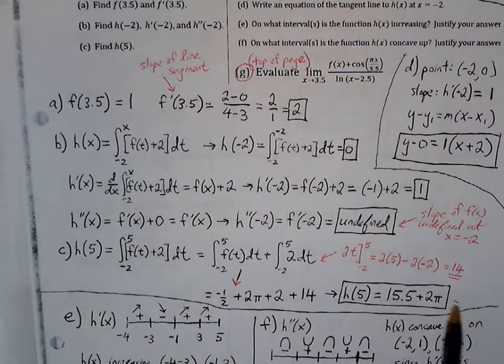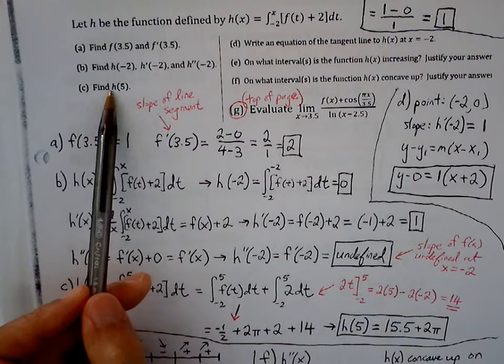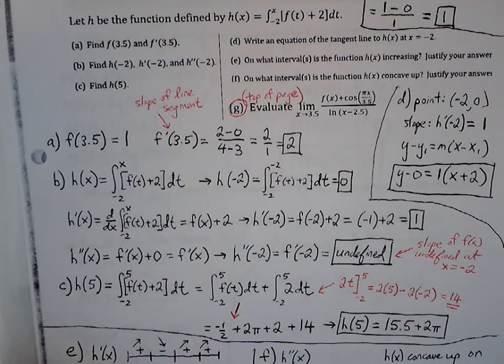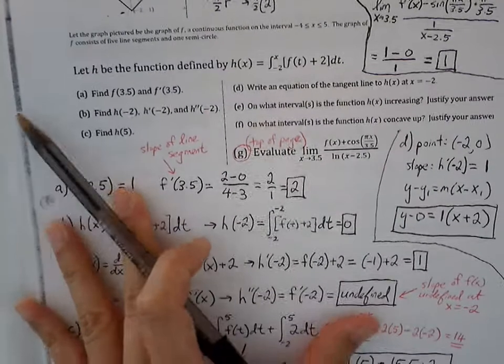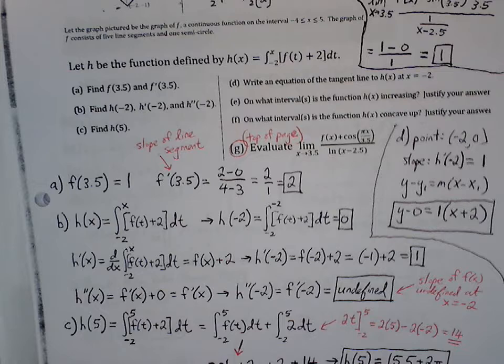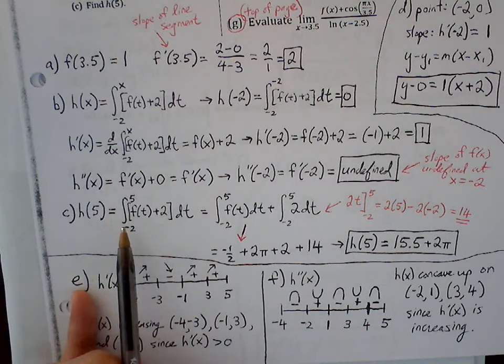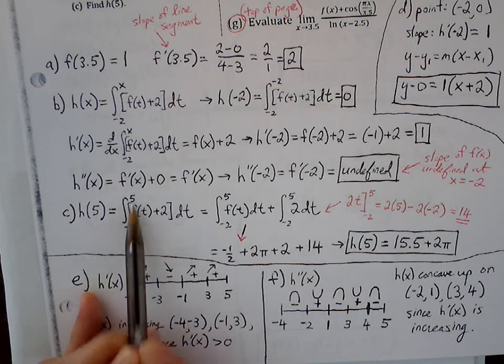Okay. For part C, find h of 5. To find h of 5, we have to use this formula, so plug 5 in for x. Now when we plug 5 in for x, we get the definite integral from negative 2 to 5.